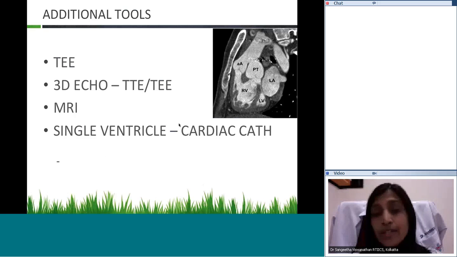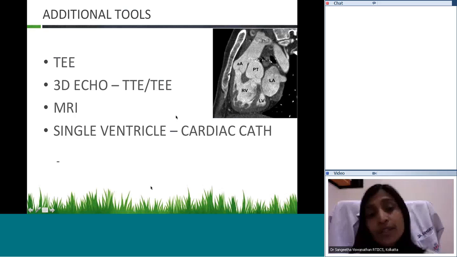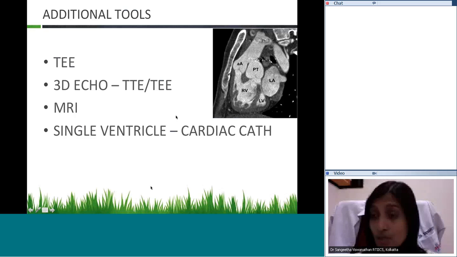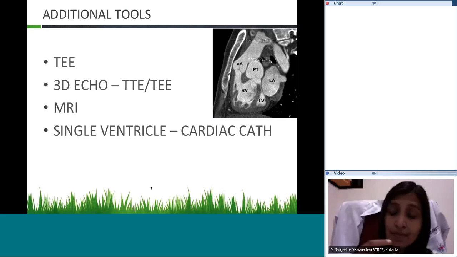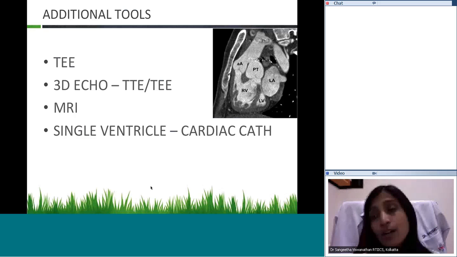In addition to transthoracic echocardiography, we can use transesophageal echocardiography sometimes, and that can give us more detail, particularly in patients with poor echo windows or where we're very borderline and doubtful. A TEE can sometimes be useful.